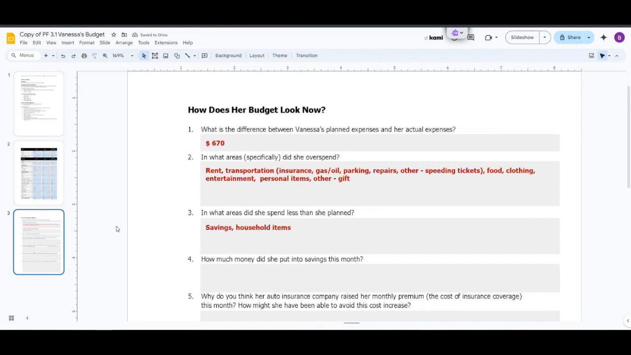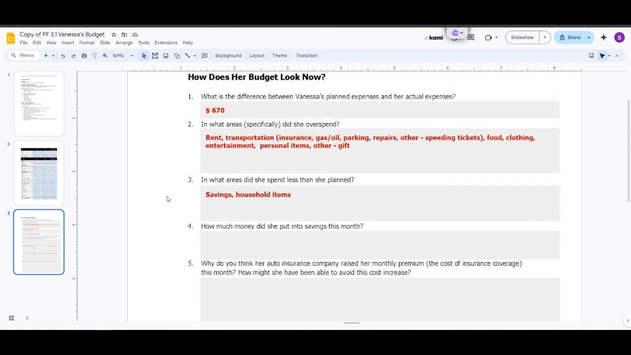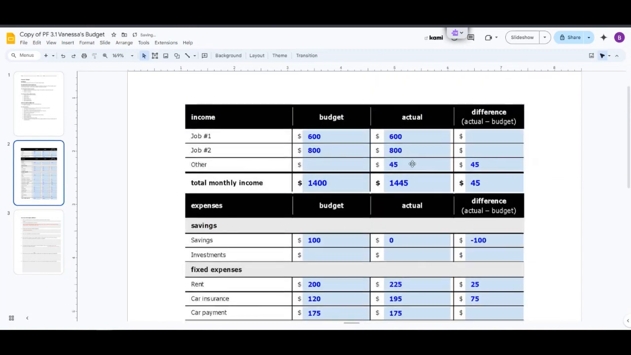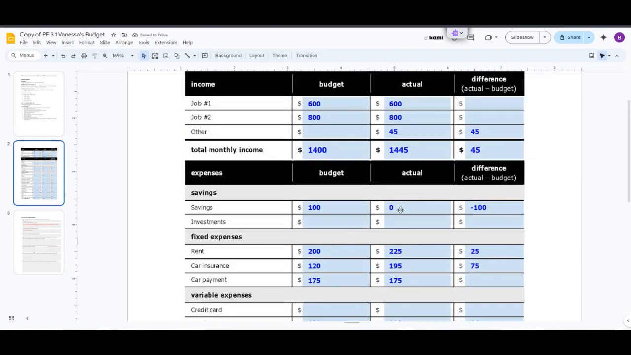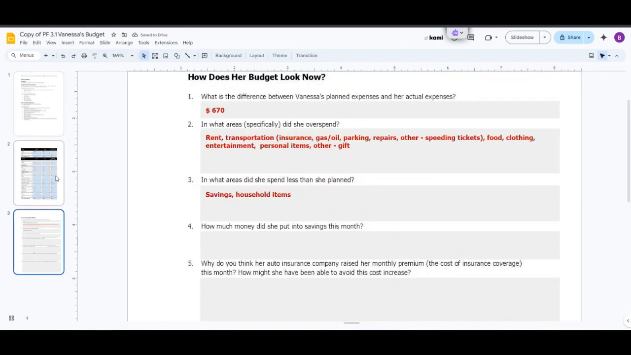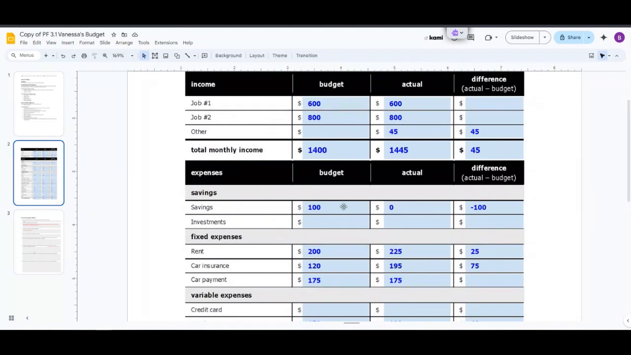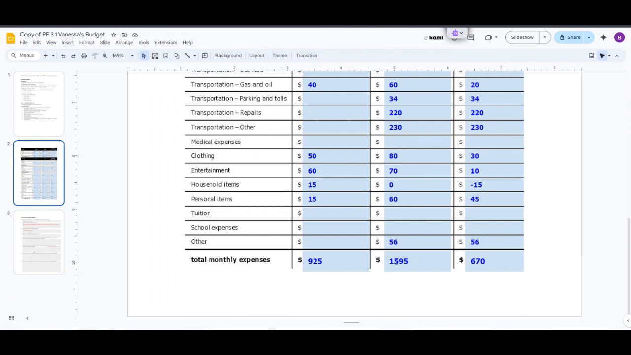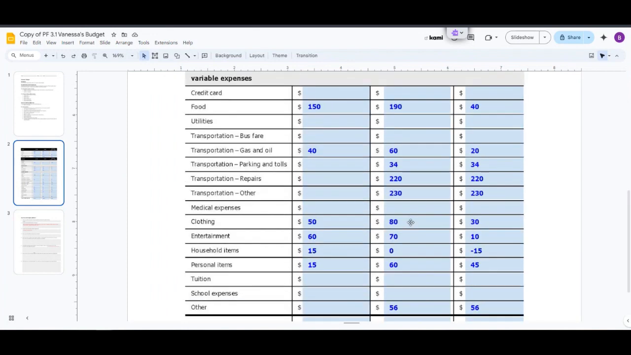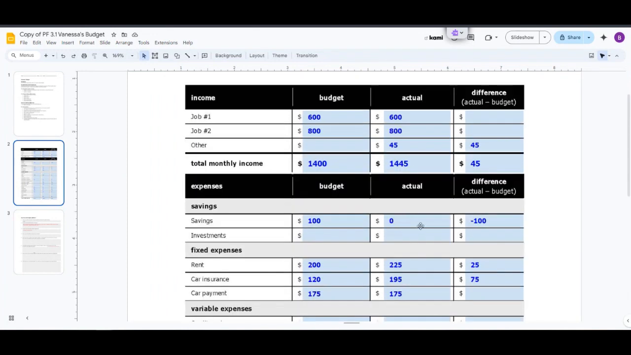Savings and household items. Savings, not the best category to underspend. Any of the other categories are fine generally to spend under budget. How much did she put into savings? Again, we saw that she planned to put $100 into savings, but she actually didn't. Not only did she not put into savings, right? She earned 1445, but she spent 1595. So she spent 150 more than she earned.